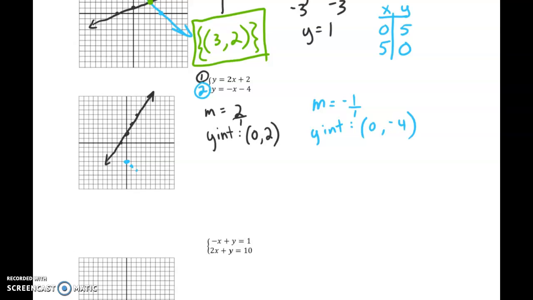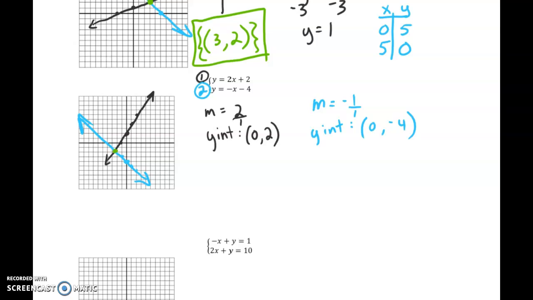Down 1 to the right 1. And we're going to get this, or you can go up 1 and back 1. Now, can you see the point of intersection? Well, my lines aren't perfect. A ruler would help. Having a flat surface to write on would help. But we'll look for where they cross, and we'll just take our best guess there.